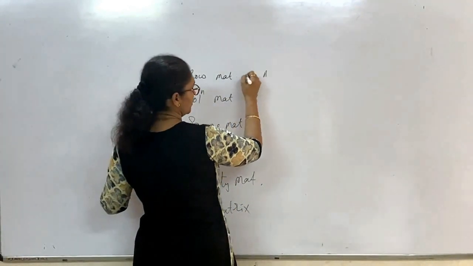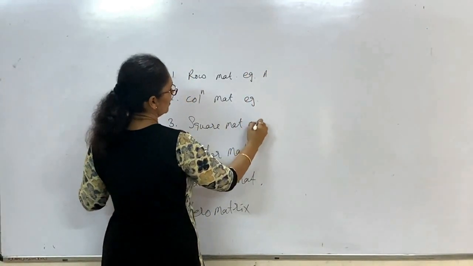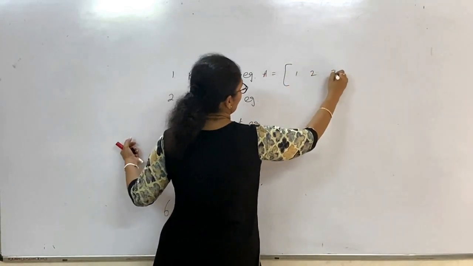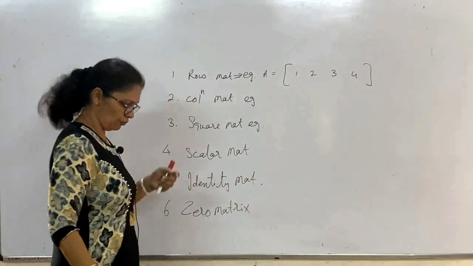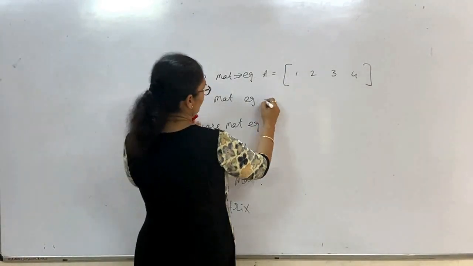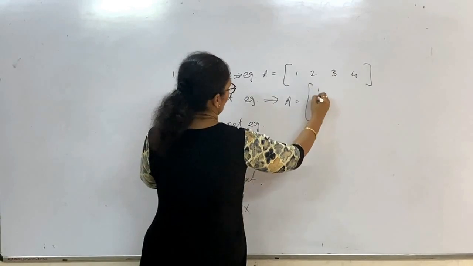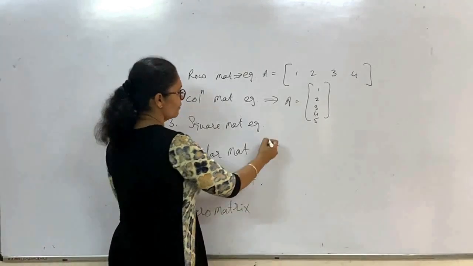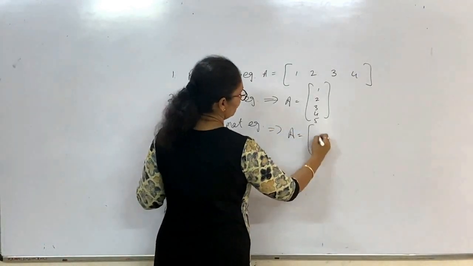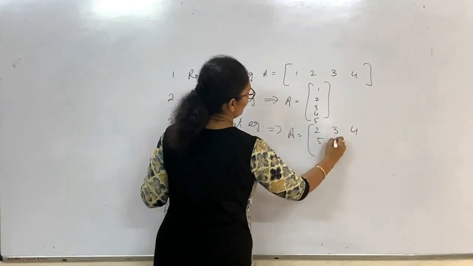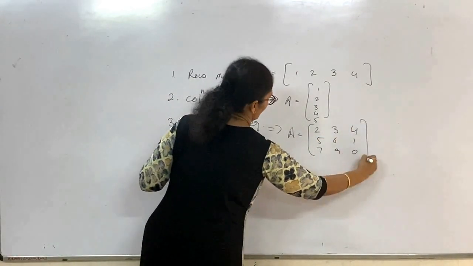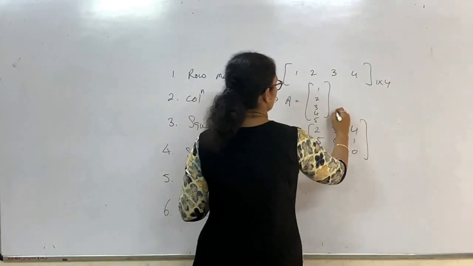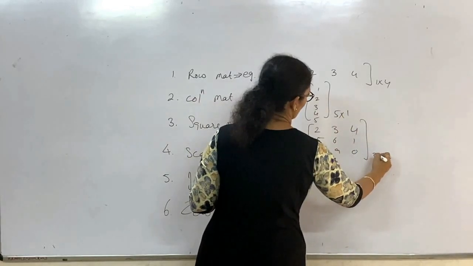Now we take one example of each, so it will be more clear to you. What is an example of a row matrix? We can consider that only one row is there, that is your row matrix. Now a column matrix example: let's take 1 2 3 4 and 5, that is your column matrix. Now a square matrix example, where the number of rows and columns is the same: 2 3 4 5 6 1 7 9 0, a 3 by 3 matrix. So here we can say this is 1 by 4 type, this is 5 by 1 type, this is 3 by 3 type.